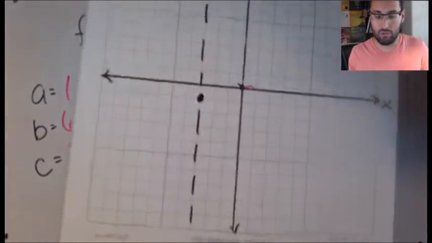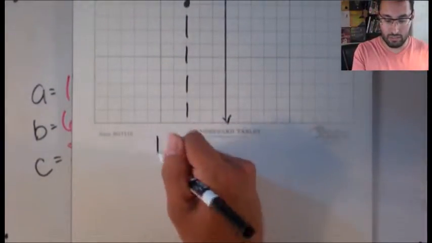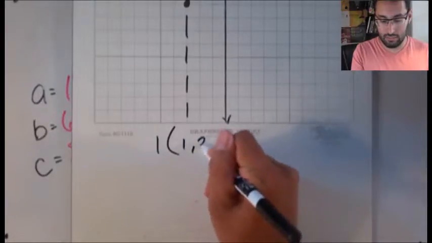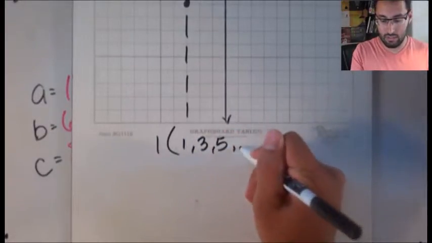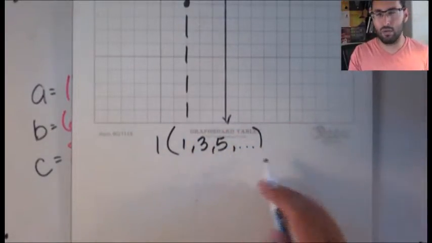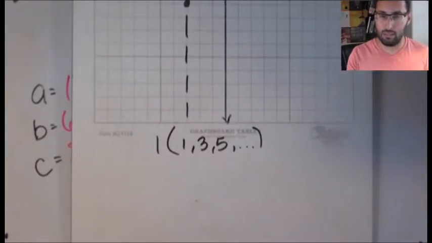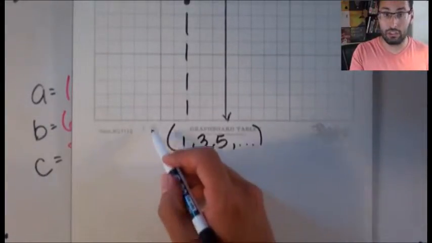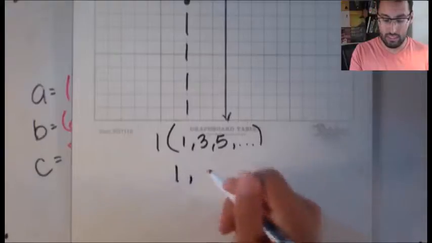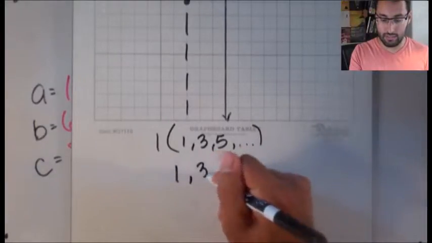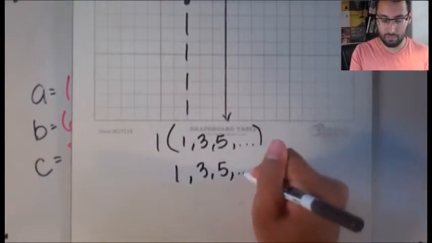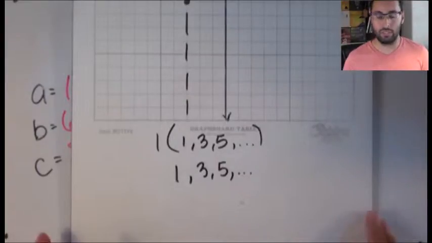I'm going to go ahead and show what that becomes down here. So 1 times this sequence. I could keep going, but these numbers are pretty sufficient. So we're just going to distribute. 1 times 1 is 1. 1 times 3 is 3. And times 5 is 5. Okay, so let's go ahead and graph this.